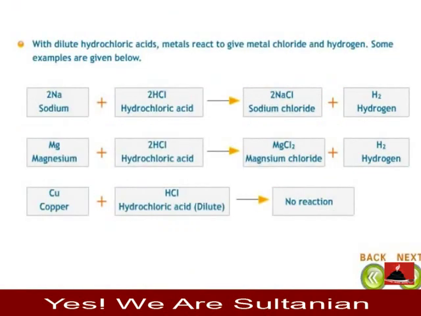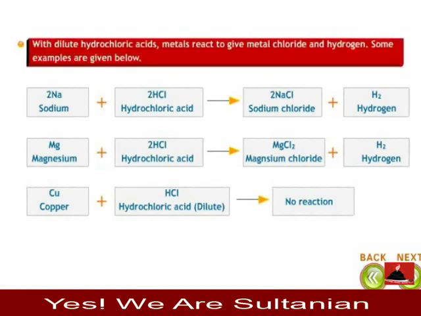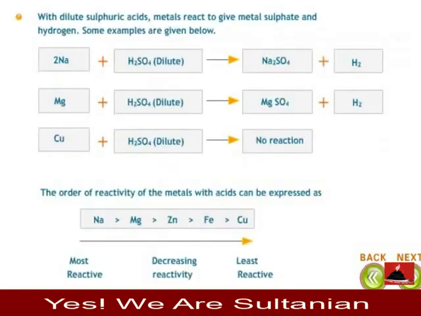What happens when metals react with acids? Most metals react with dilute acids by replacing hydrogen and forming a salt. Hydrogen gas is released. With dilute hydrochloric acid, metal chloride and hydrogen. Some examples are given here.